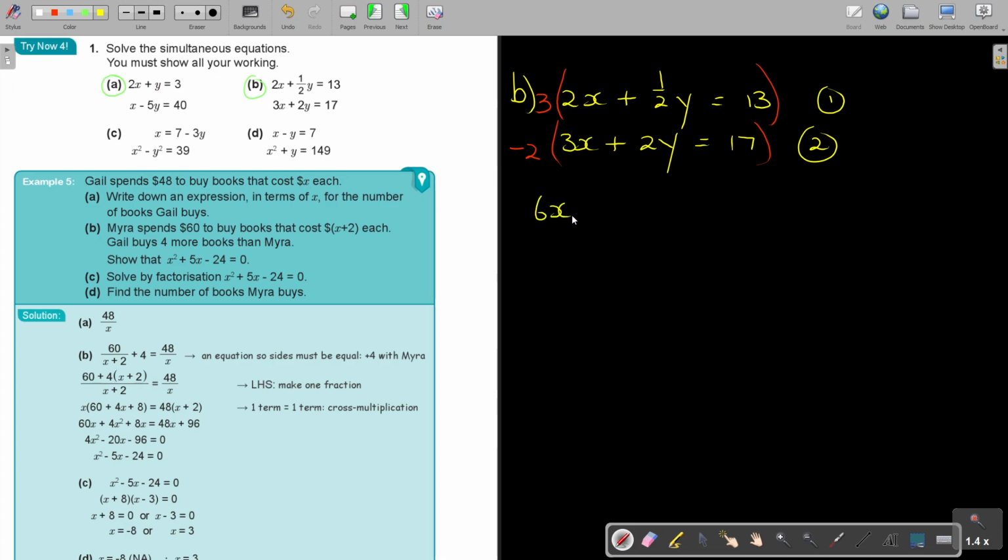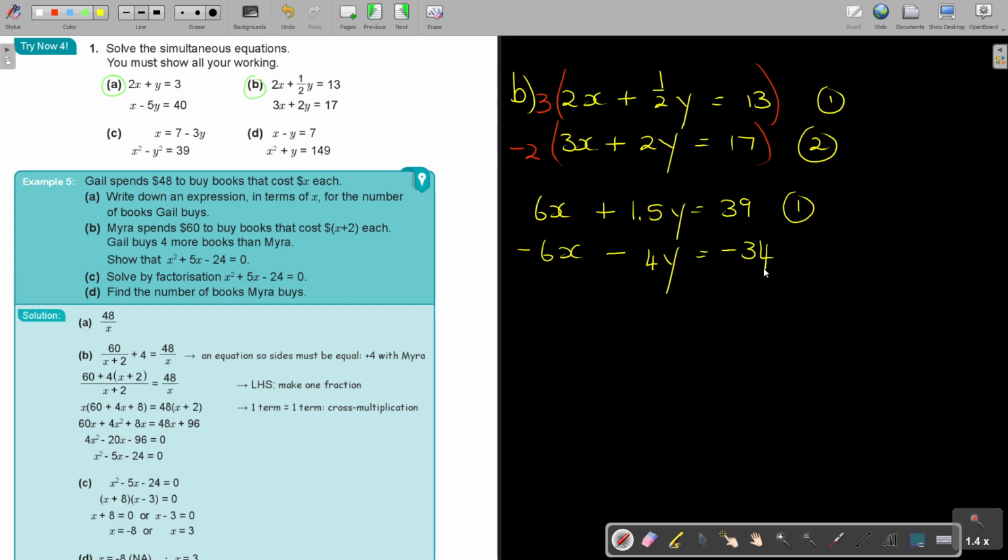And now, don't worry, if you still have a fraction, then just handle that fraction. You can make it a decimal. Maybe that is easier because it's 3 over 2, so it's going to be 1.5y. And then 13 times 3 is going to be 39. It's still equation 1. Then this is going to be negative 6x, this is negative 4y, and this one is negative 34.